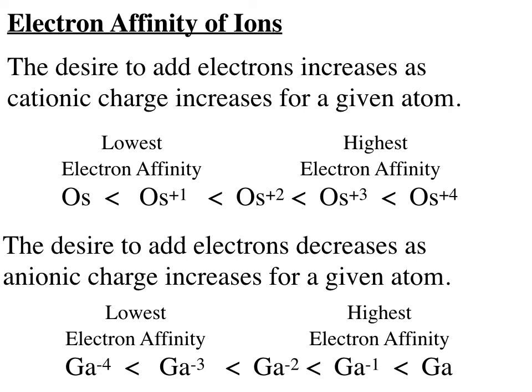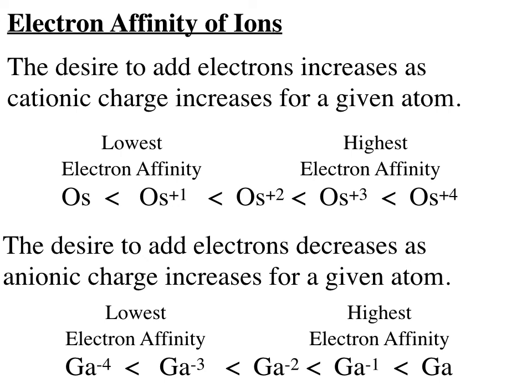So for these positively charged types of osmium, the neutral osmium has the lowest electron affinity, and going up to the positive 4 osmium, that will have the highest electron affinity. Now, as you can imagine, the trend is opposite for anions. The more negatively charged you are, the bigger your ionic radius. The bigger your ionic radius, the further out your valence level. The further out your valence level, the lower your electron affinity.